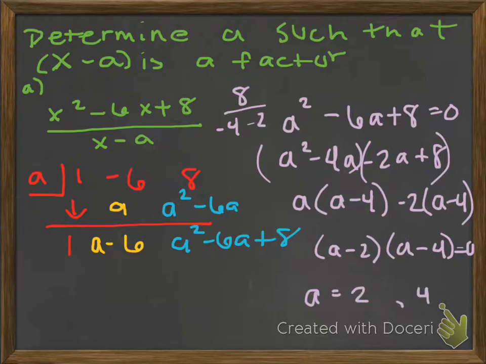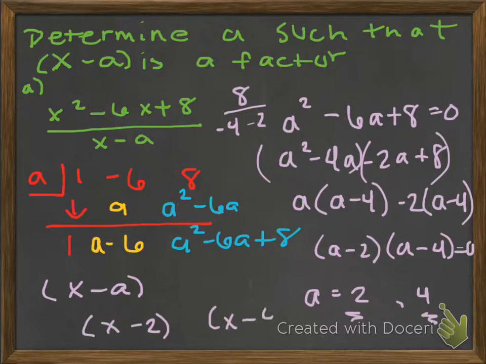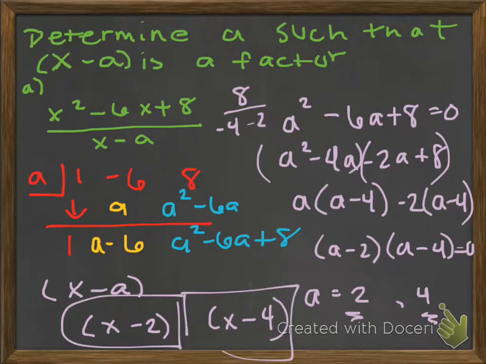and a positive 4. So if I go back and fill these in to this x minus A binomial, if A is positive 2, that means I have an x minus 2. If A is positive 4, that means I have an x minus 4. So either one of these quantities would be a factor, since they would not give me a remainder. So it's the same thing that we did before. The only thing that's different is that I set the remainder equal to 0 and actually solved it.